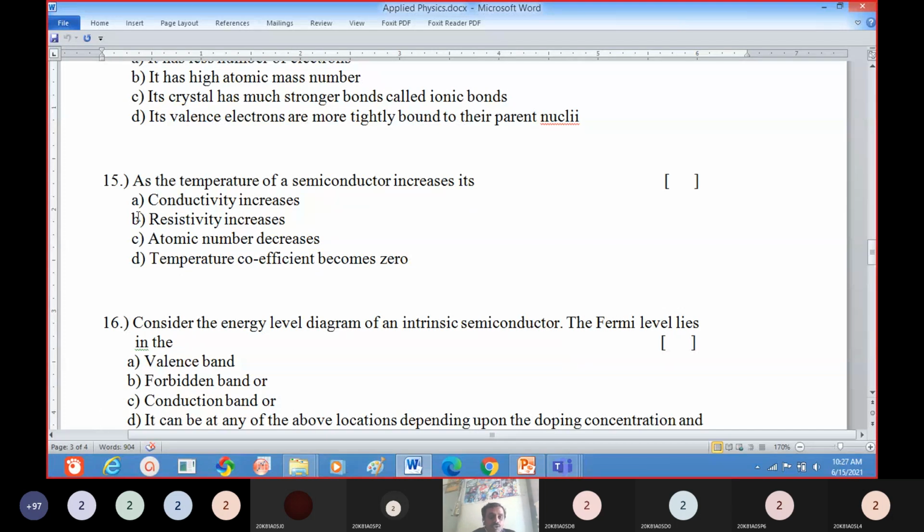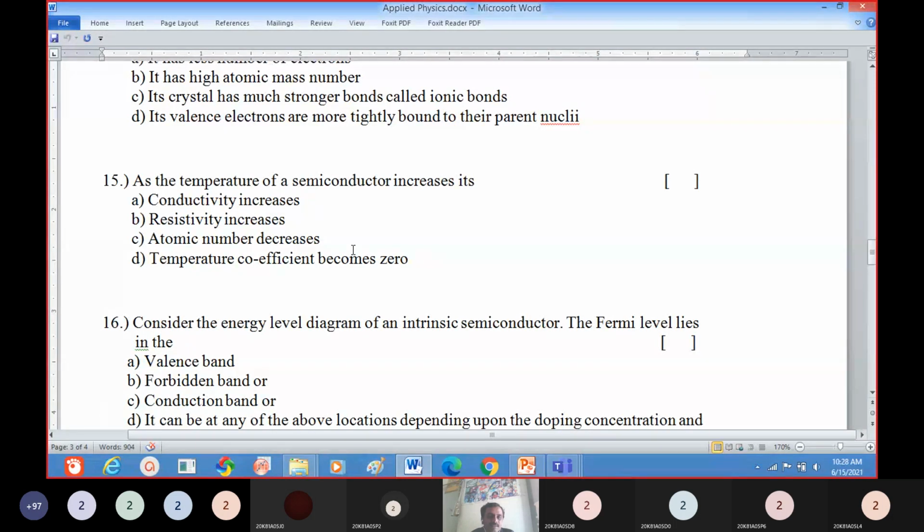So in case of metals, while increasing the temperature, conductivity will decrease. If you decrease the temperature, conductivity will increase. At a particular temperature, conductivity will become infinite. Those materials we will call superconducting materials. That is about the case of metals.